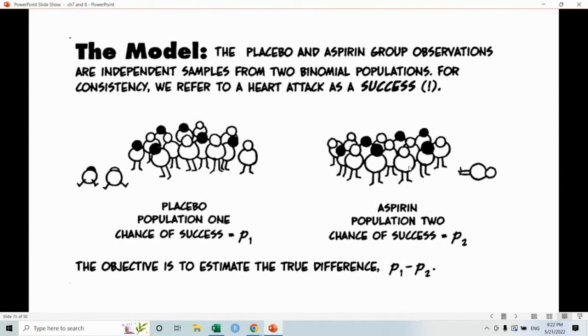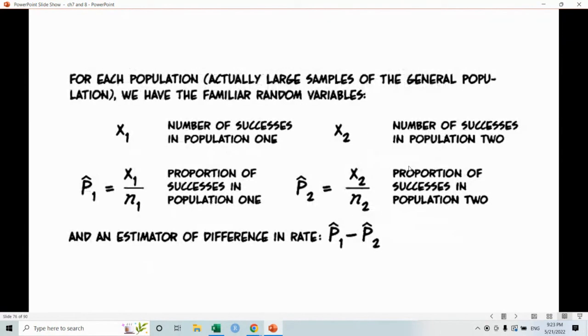The model: the placebo and aspirin group observations are independent. These are samples from two binomial populations. For consistency, we refer to a heart attack as a success. Placebo, population 1, chance of success equals P1. Aspirin, population 2, chance of success equals P2. So the objective is to estimate the true difference of those two proportions.